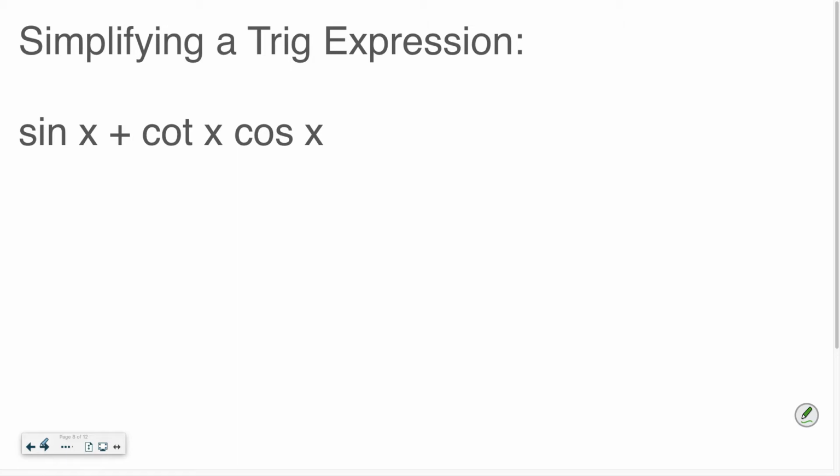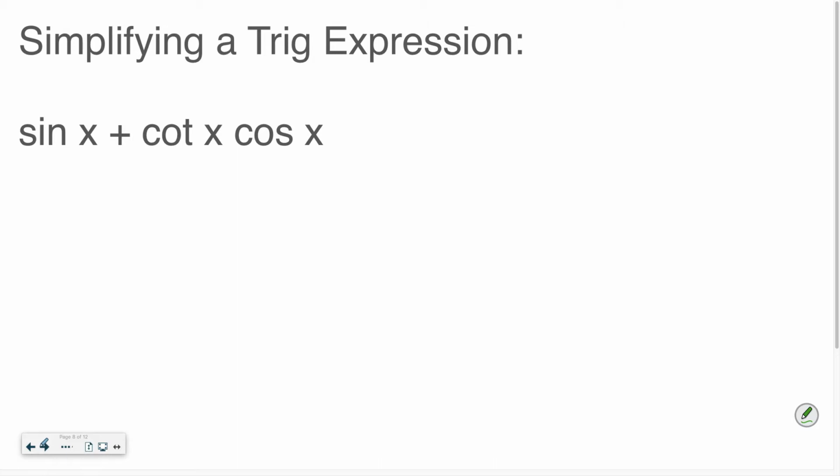Go ahead and write this one down. My advice to you would be to have your notebook open to this page when you're doing your homework, or write down those trig identities on a note card so they can be in front of you and you can look for opportunities. Okay? All right. Sine of x plus cotangent of x times cosecant of x. We need to simplify this.